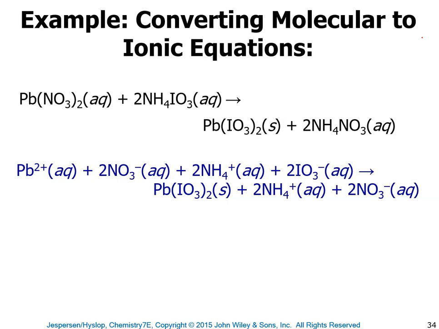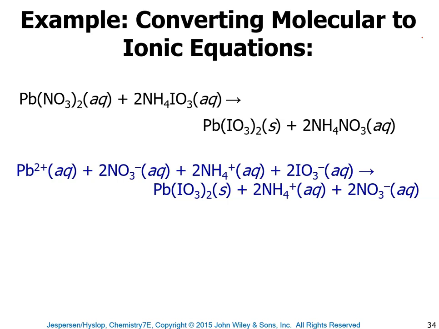I got that positive 2 by looking at the subscript on the other side of this anion. So for the cation, plus 2, we do the uncrisscross. The lead has just an inferred 1, so that's going to be a negative 1 on the nitrate. We have 2 of these compounds. NH4 is one grouping, IO3 is another compound.